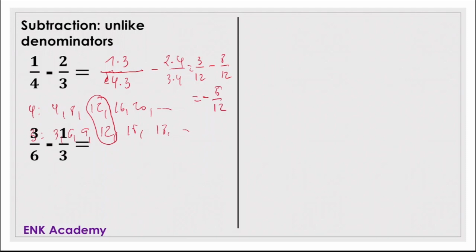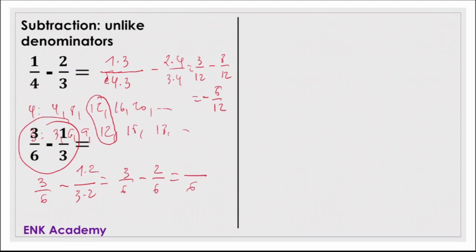And similarly, if we have this case over here, you need to pay attention. As we can see, 6 is a multiple of 3, so we can just bring this fraction to a like denominator equal to 6, which will be 3 over 6 minus 1 times 2 over 3 times 2, which is 3 over 6 minus 2 over 6. Now the denominator is the same, we just have to subtract the numerators. In this case, we get 1 over 6.